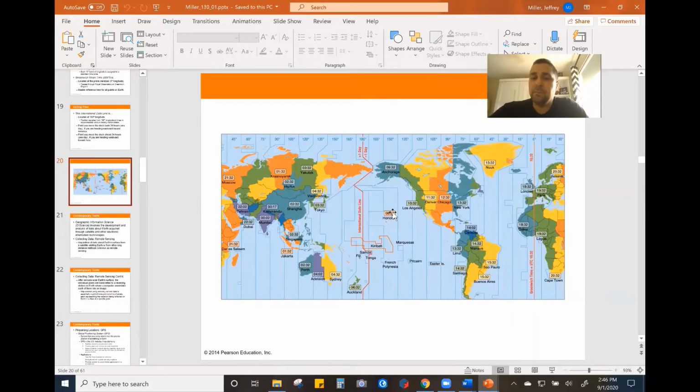Welcome back. Let's conclude our latitude and longitude section. I wanted to share this slide with you guys. This is illustrating the different time zones in the world. Okay. Note that your time zones are going to be separated by 15 degrees of longitude.